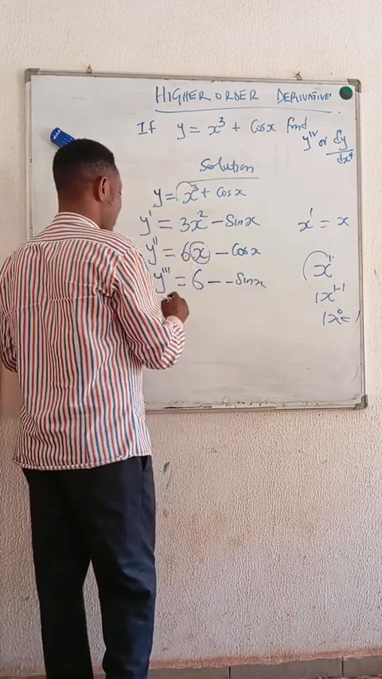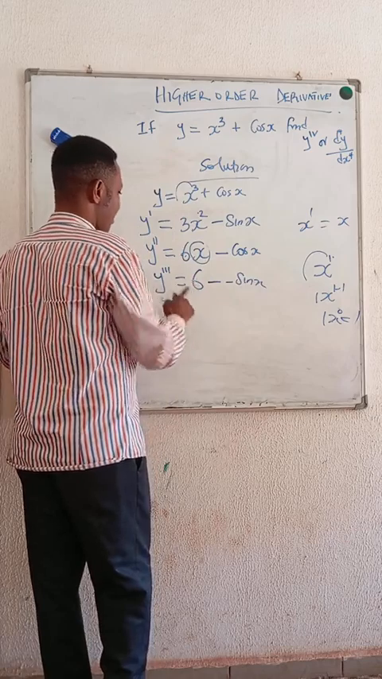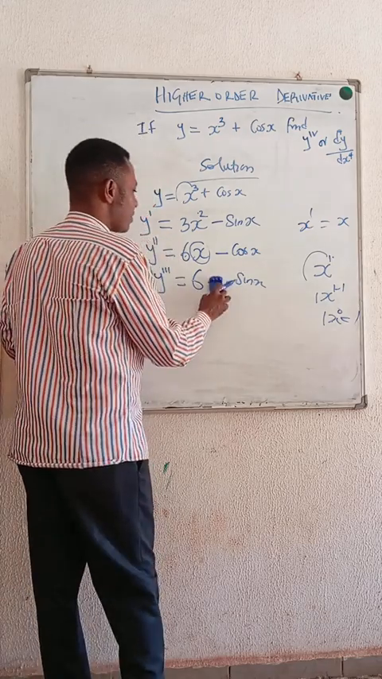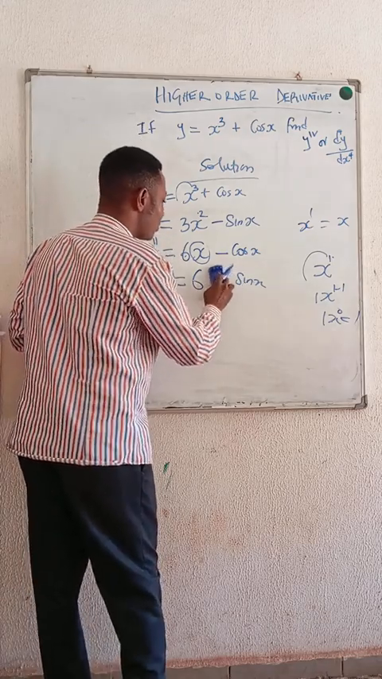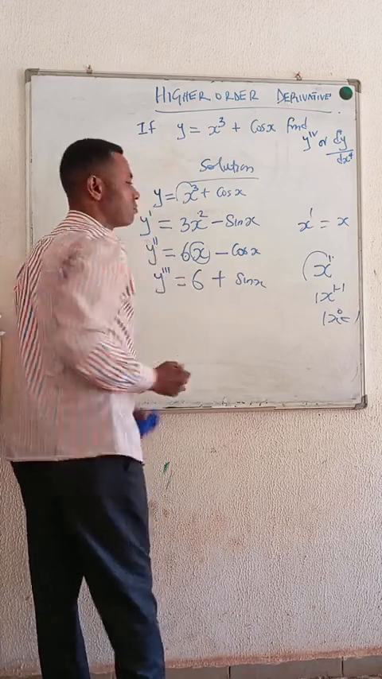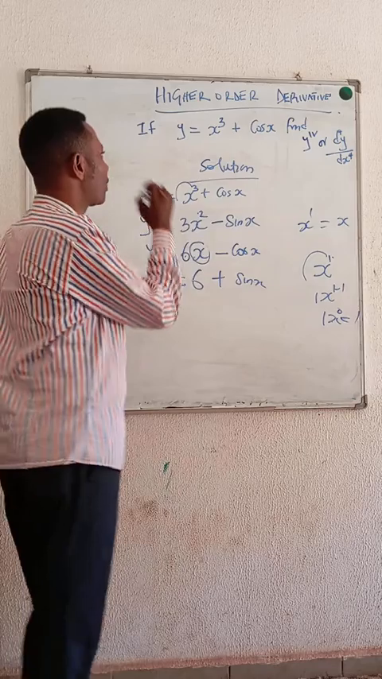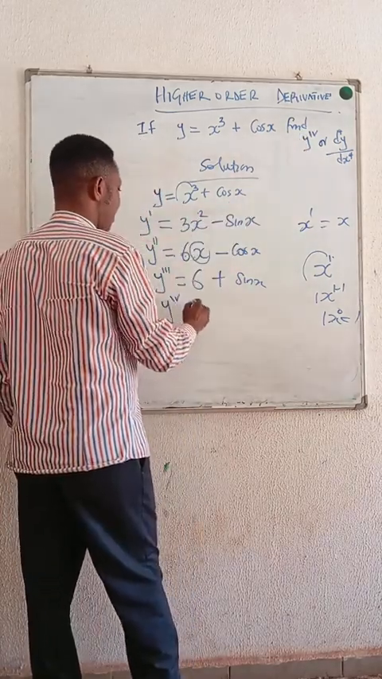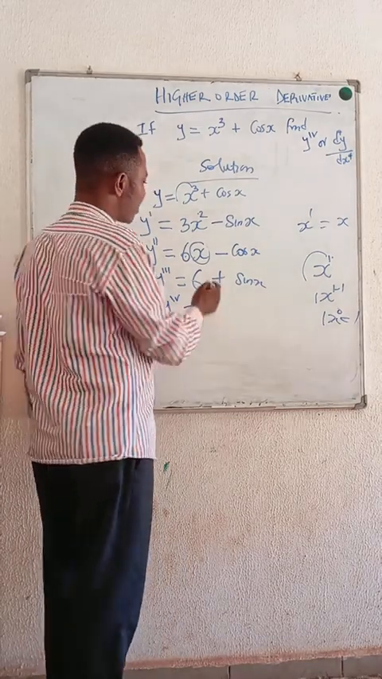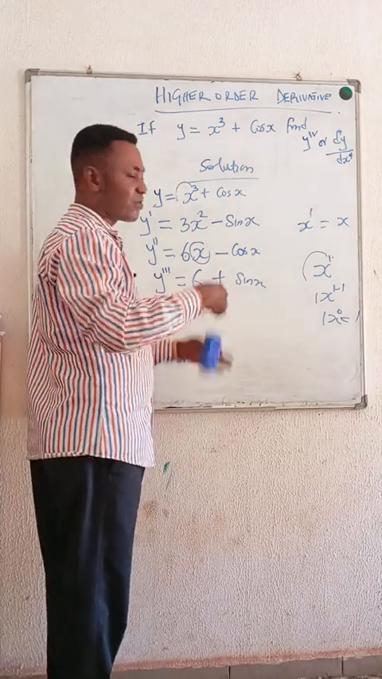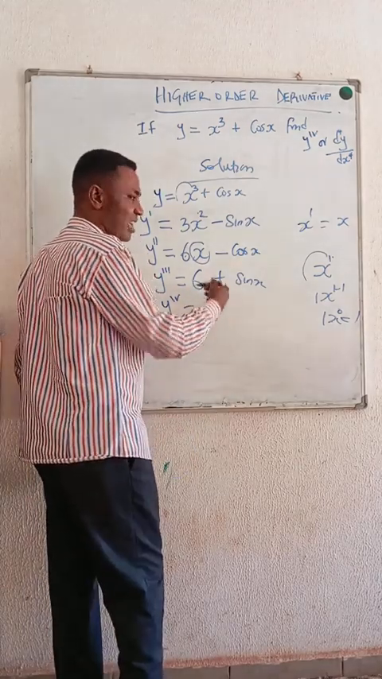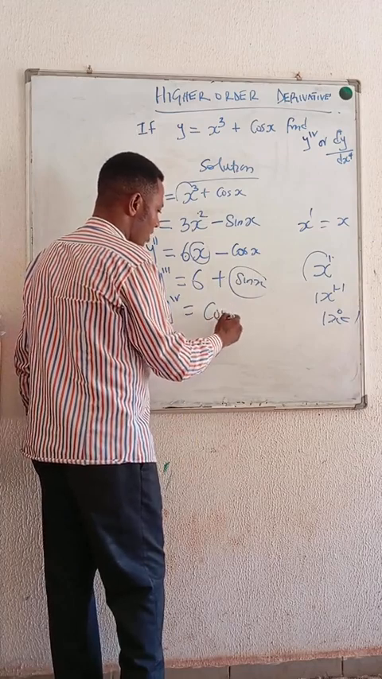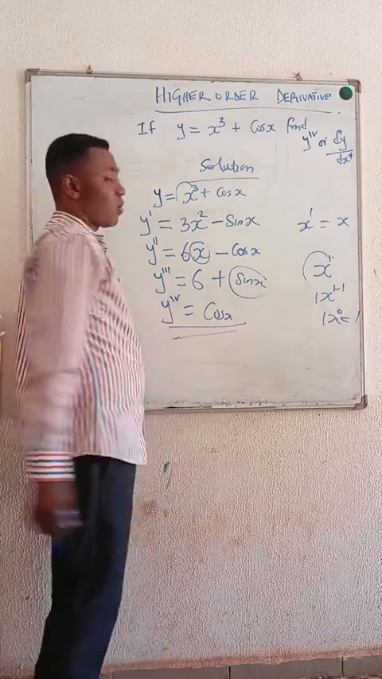So the minus and minus will make this plus. Finally, because we are looking for the fourth derivative, when you differentiate 6, a constant, you have 0, so no need to put anything here. But differentiating sin x, you have cos x. So this settles the whole matter.